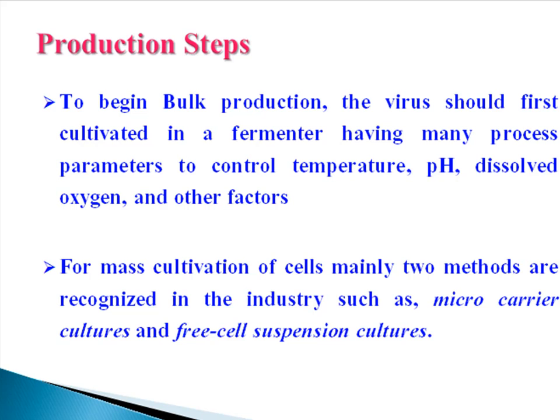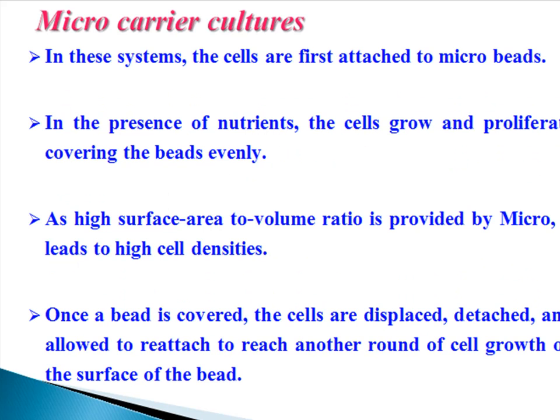For mass cultivation of cells, mainly two methods are recognized in the industry: microcarrier cultures and free cell suspension cultures. In microcarrier cultures, the cells are first attached to microbeads. In the presence of nutrients, the cells grow and proliferate, covering the beads evenly. As a high surface area to volume ratio is provided by microbeads, it leads to high cell densities. Once a bead is covered, the cells are displaced, detached, and allowed to reattach to start another round of cell growth on the surface of the bead.